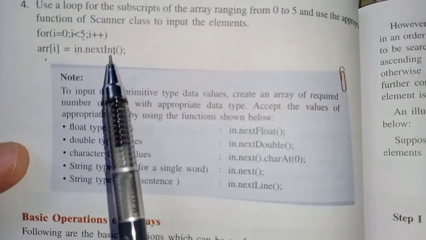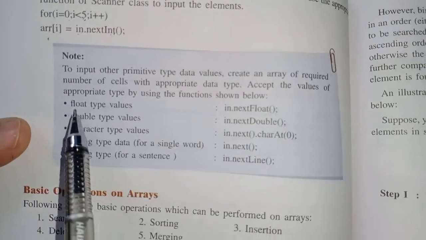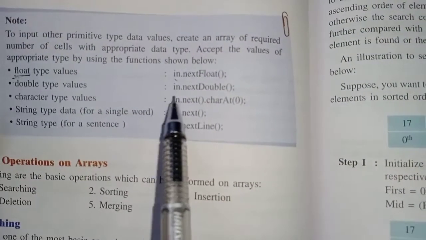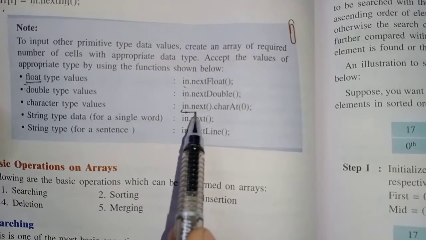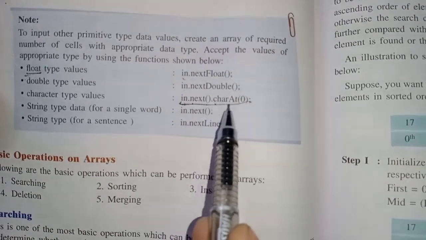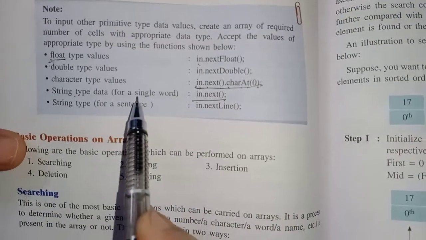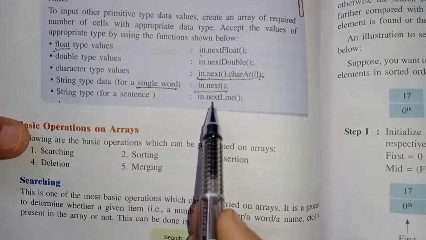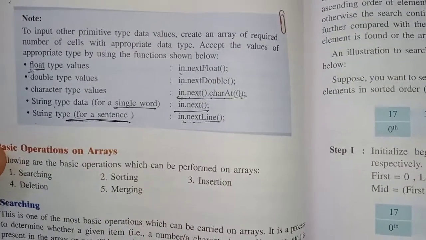If it is of integer type, then in.nextInt. If it is of float type, then in.nextFloat. If double type, then in.nextDouble. If it is of character type, in.next().charAt(0). Then for string type, in.next if the string is of only a single word. Then in.nextLine if the string is a sentence.